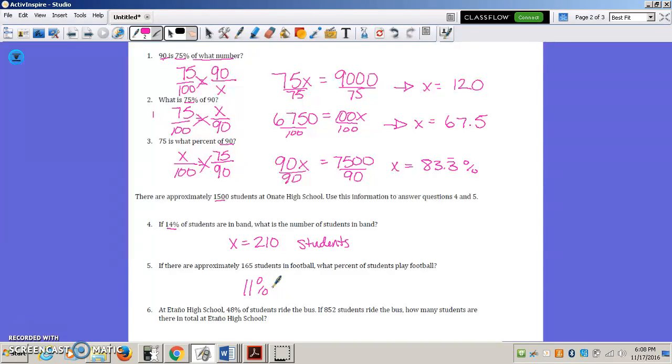And last one, number 6, we see at Itanio High School, that's Oñate spelled backwards in case you didn't get that, 48% of students ride the bus, 852 total students ride the bus. The question is, how many students are there total at Itanio High School? My answer here is 1,775 students in total.